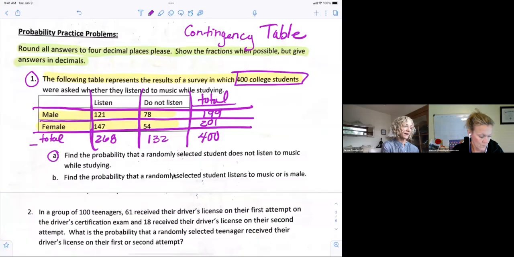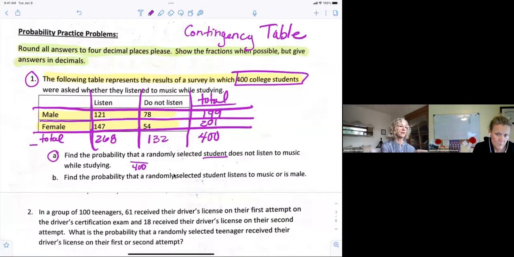Part A says, find the probability that a randomly selected student does not listen to music while studying. Okay, so we're looking out of the total number of students, so out of 400, how many do not listen to music? Okay, so I can see from my total that there's 132 that do not listen to music while studying. So I know that I'm going to have 132 divided by 400, and we can reduce that. So if we divide by 4, 4 into 400 is 100. 4 into 132 is 33.